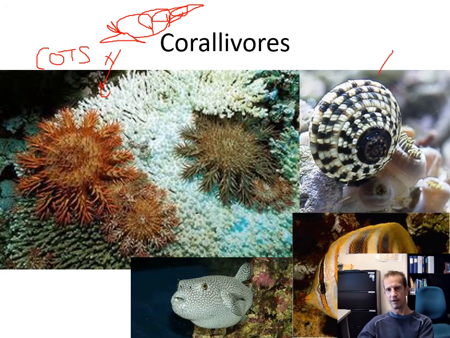There are some small snails that eat corals. There are a variety of fishes that will peck at corals, like some puffer fishes and some butterfly fishes. So there are a lot of organisms that will nip at the flesh of corals, but none as devastating as the crown of thorns starfish.